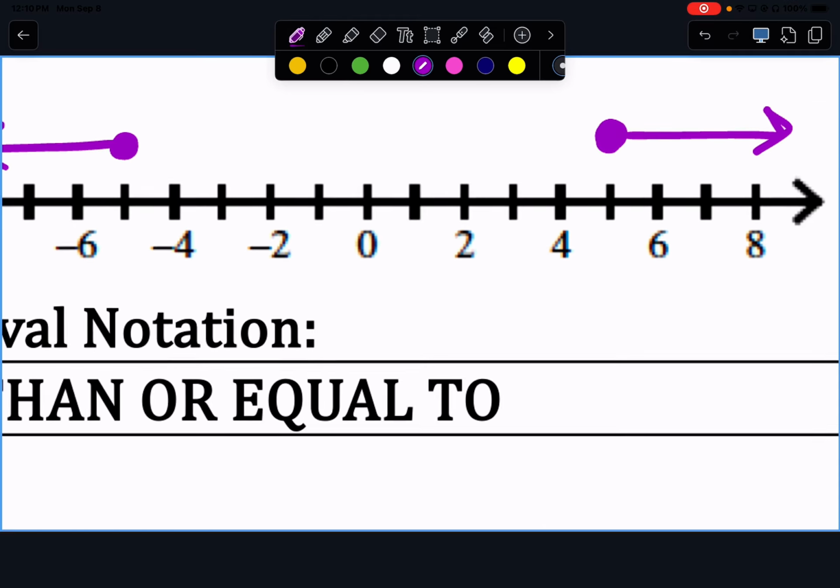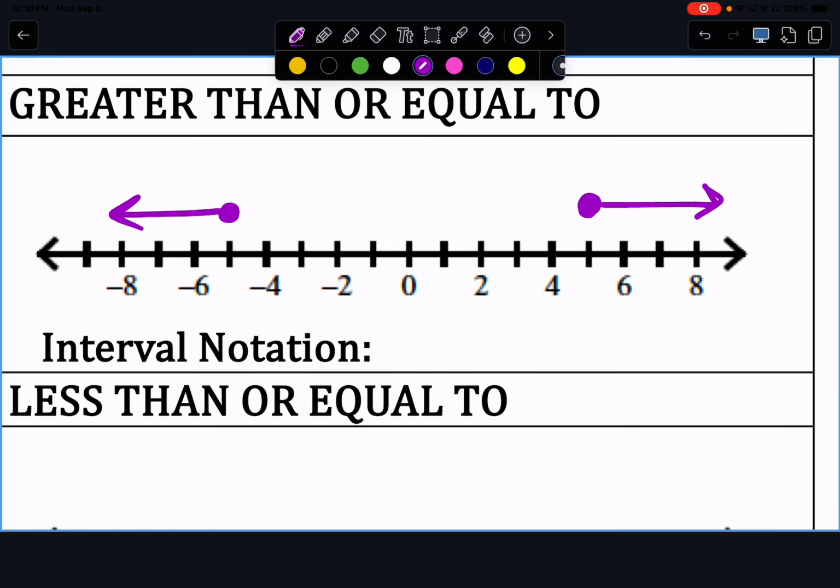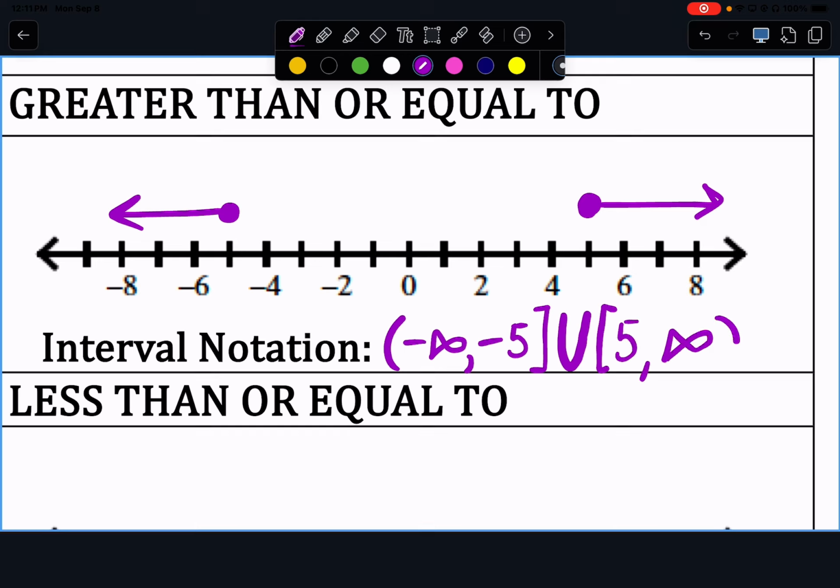So how would I do my interval notation for this? We do parentheses, and since it's on the left, it would be negative infinity. Then we go to negative 5, and for negative 5, we use a bracket. How do I connect an "or" inequality? And then we're going to go from 5 to infinity. And infinity always gets a parenthesis.